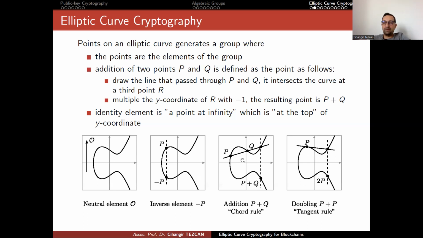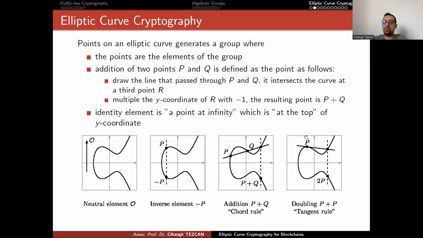And you might ask, what happens if I add the point P to itself? Then you draw the tangent line passing through P, and it intersects the curve at another point. Again, you reflect it. Now we call this 2P. As you can see, now I have a method to add a point to itself. If I add P to 2P, I draw a line through here, and it has to intersect at some place here or here. You reflect it and obtain 3P, 4P, and so on.